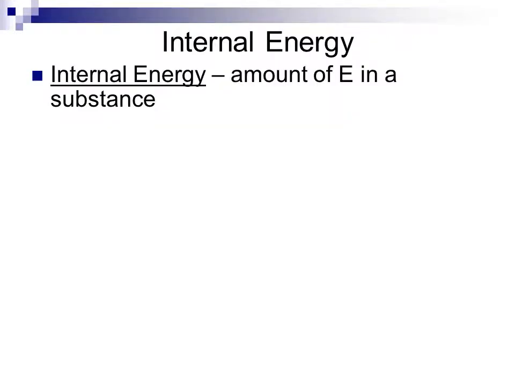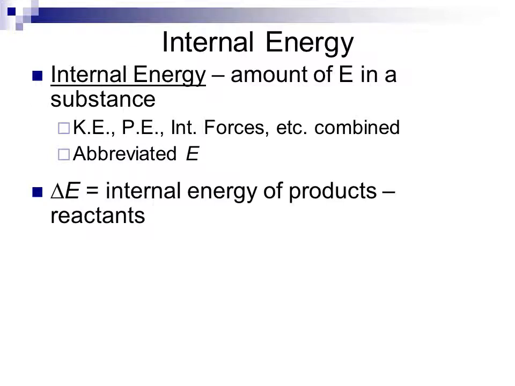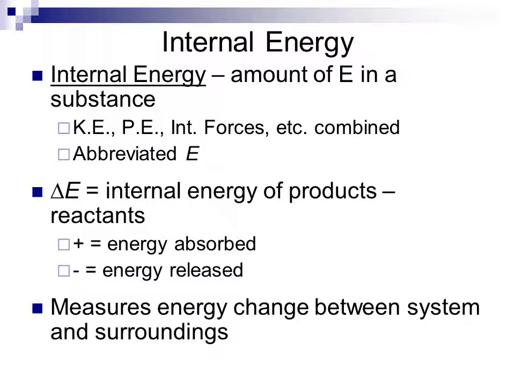Internal energy is the total amount of energy that a substance contains. This is a combination of the kinetic energy in the substance, the potential energy in the substance, all of the intermolecular forces, all of this combined. We abbreviate internal energy with an italicized capital E. Changes in internal energy are the internal energy of the products of a process minus the reactants of a process. If the delta E is positive, energy is absorbed in the process, and therefore the process is endothermic. If the delta E is negative, then energy is released in the process, and the process is exothermic.